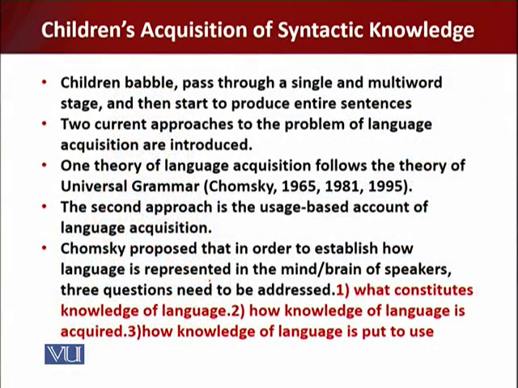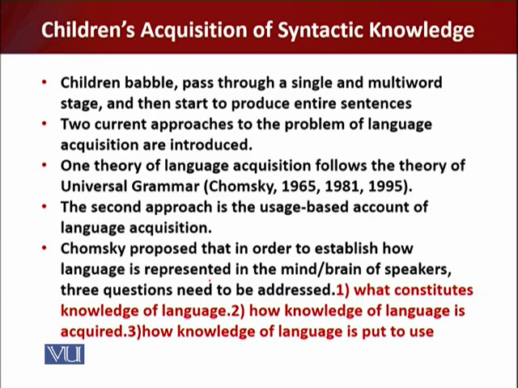Looking at the process of children's acquisition of syntactic knowledge, we see that children babble, pass through a single and multi-word stage, and then start to produce entire sentences. The very initial stage is babbling, where they say mama, papa, and then they pass through a single and sometimes multi-word stage, and then start to produce entire sentences.